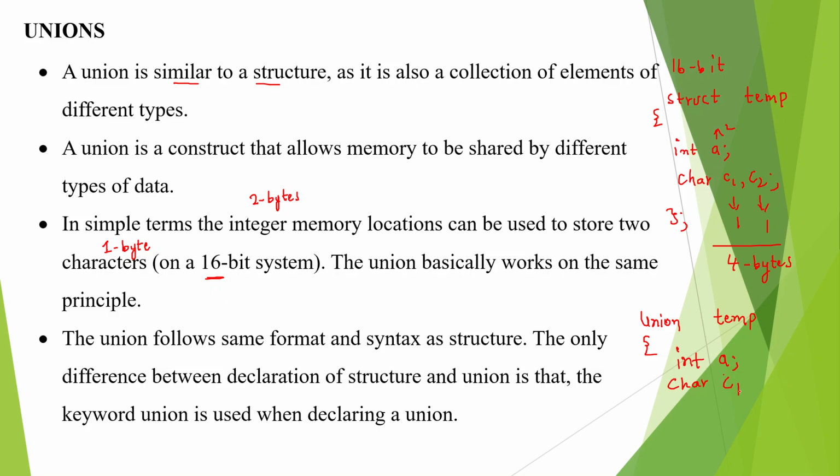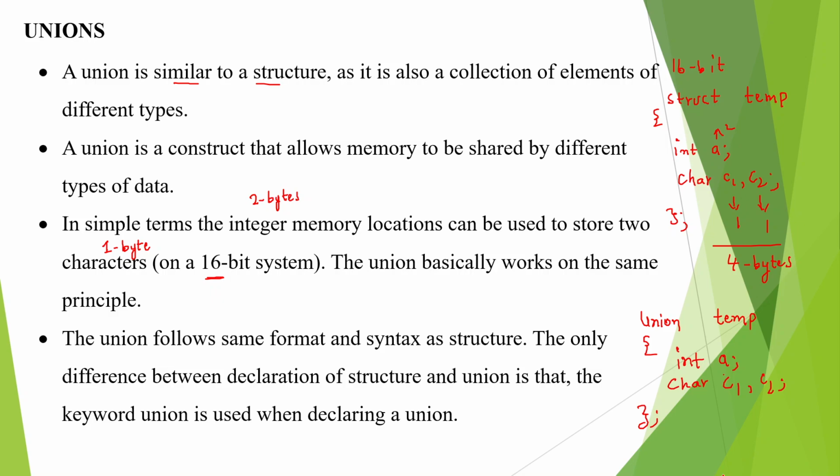So now the thing is quite different. When you create the variable of this union type, that variable will consume only 2 bytes. That is the concept over here. It will consume only 2 bytes.